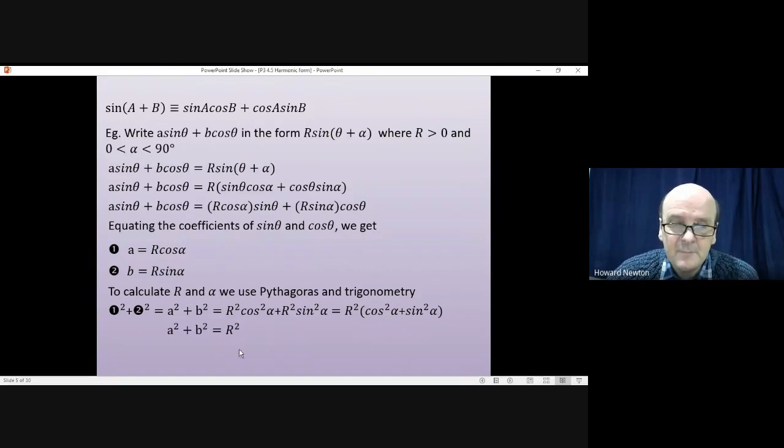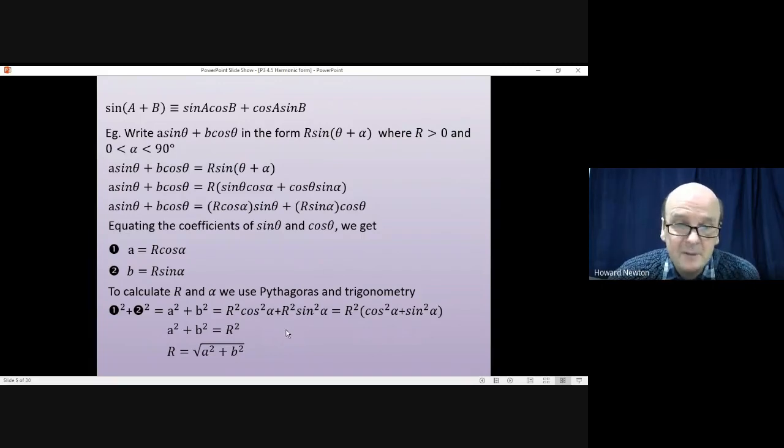To find r, we need to square root the left-hand side. So we find the square root of a squared plus b squared. And that's always the method we use. These questions don't change. Once you've learned the method and got used to it, the questions are always the same in the exam, and you can just use the method confidently.